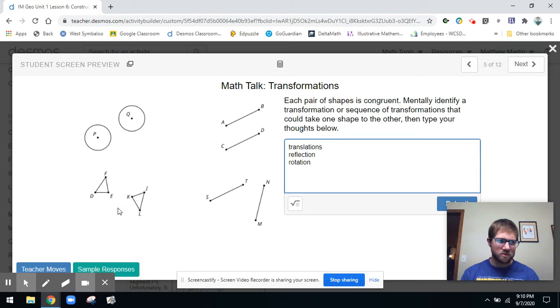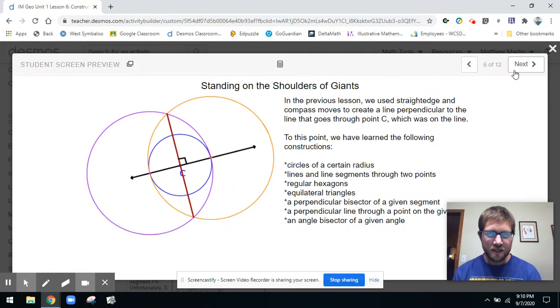These second two, they appear to be not translations anymore. They must be rotations because the figure is not facing the same way. It's been turned around a little bit. So they're rotations of some sort. Enough said about that for now. These aren't the only right answers, by the way, but it's some stuff to keep in mind.